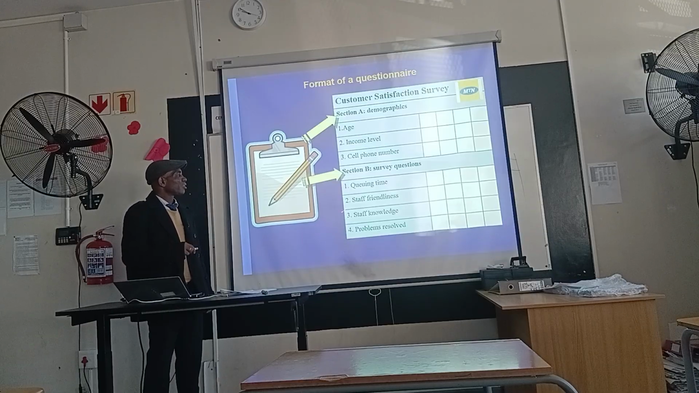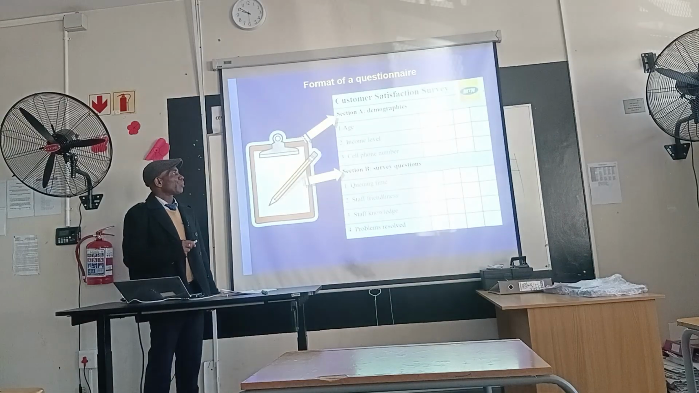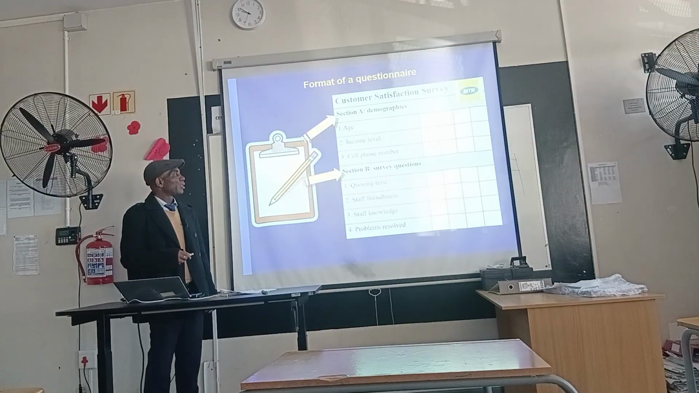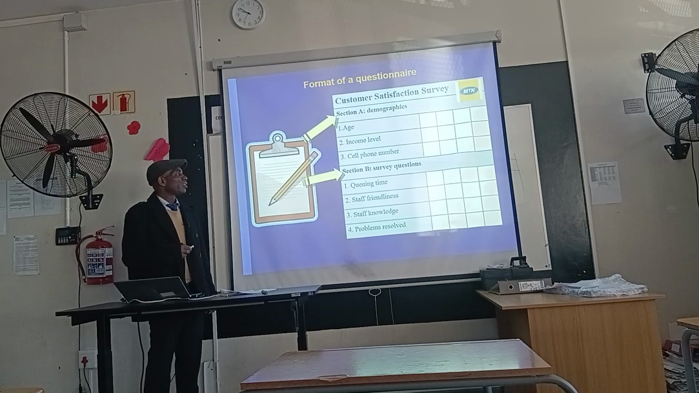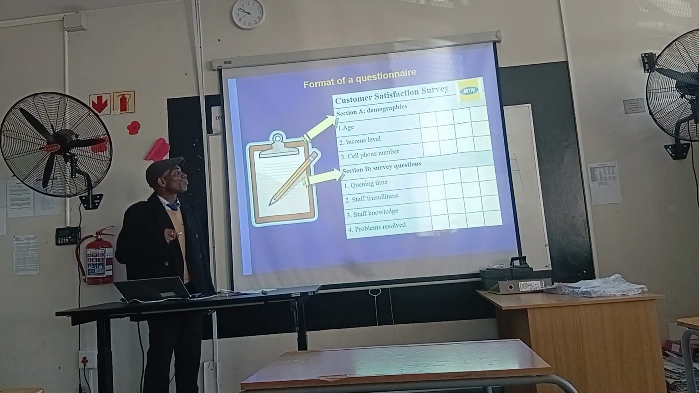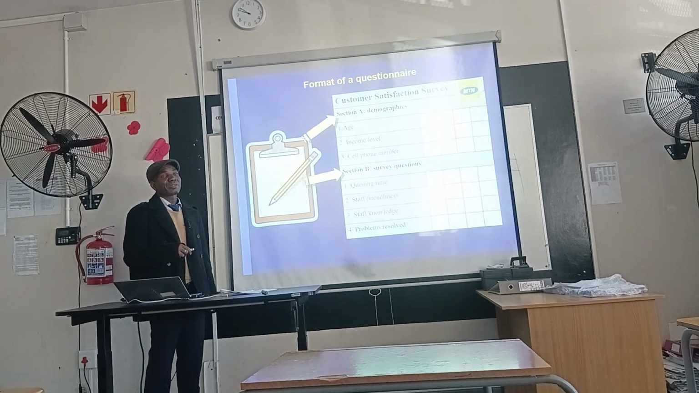Then here we're talking about the format of a questionnaire. In most cases, it's divided into two sections. You have section A, the demographic section. This is where you collect personal information. Some people don't say demographics here, they say personal. It's the same. Here you ask somebody their age, income level, but what I can tell you is this depends on what your research objective is, because there are some instances where you don't need all these things.